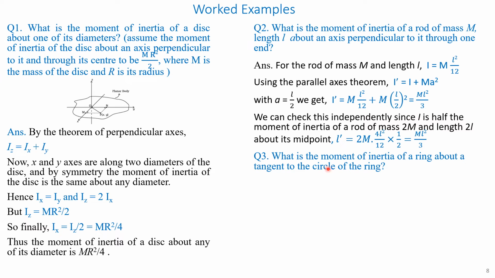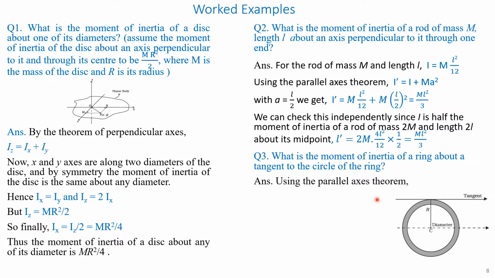Question number 3. What is the moment of inertia of a ring about a tangent to the circle of the ring? Please see the diagram showing the tangent. This is the tangent and this is the ring, and R is the radius of the circle and C is the center of the circle, and the diameter is also shown in the dotted line.